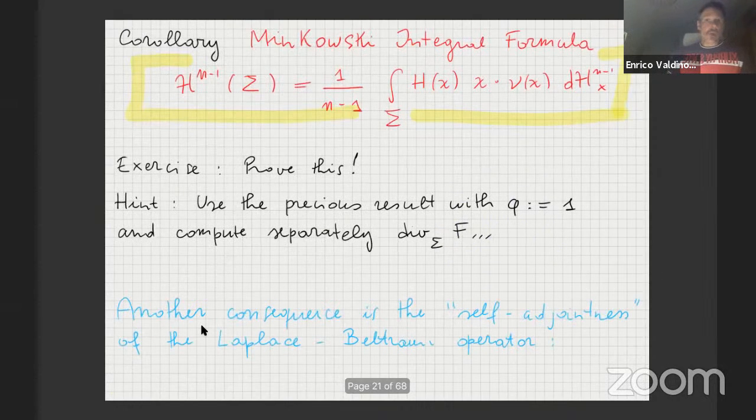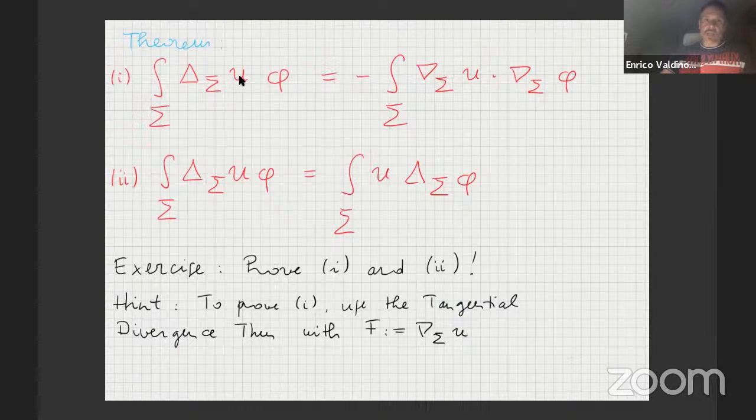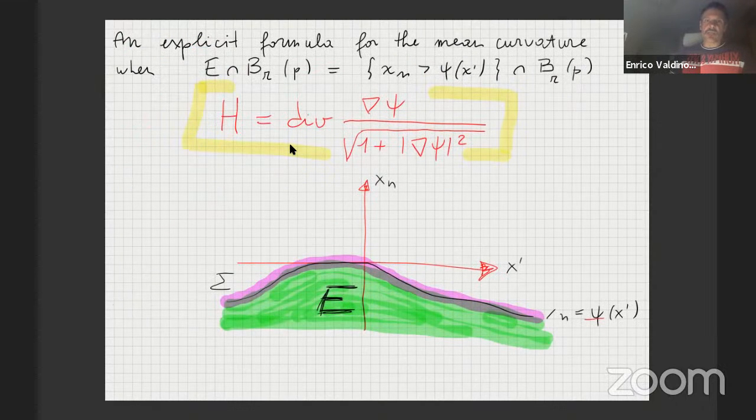Okay. Once we have the surface integration by parts, the tangential divergence theorem, then we are in good shape. We get for free a number of cool identities such as the Minkowski integral formula, which is just a particular case of the tangential divergence theorem. We were also able to prove that the Laplace-Beltrami operator is self-adjoint, which again is a particular case of the tangential divergence theorem. And then we investigated a bit more on the mean curvature.